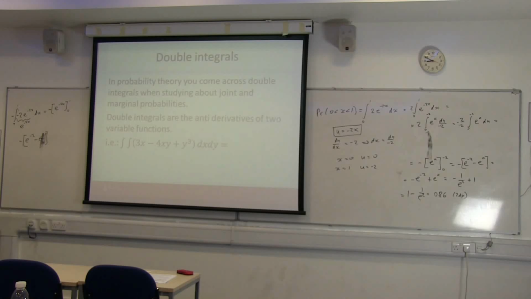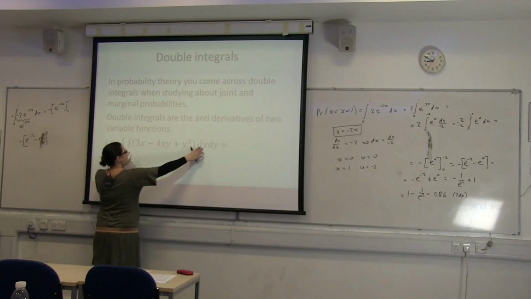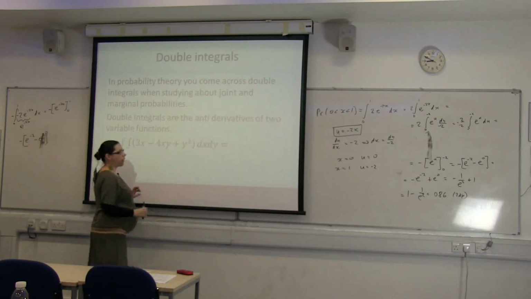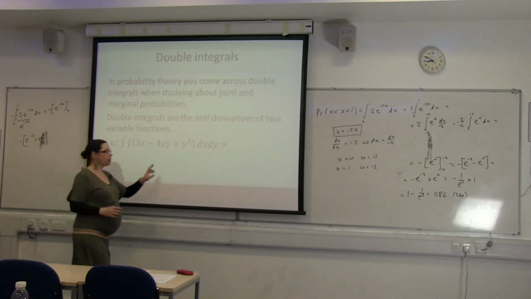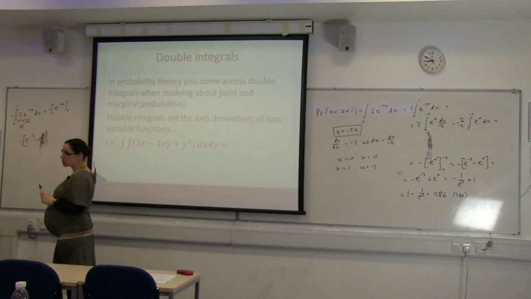So you can come across double integrals when studying joint or marginal probabilities. Double integrals are antiderivatives of two-variable functions. Now the notation is important here, because dx inside means that you're integrating with respect to x first, so you ignore the y, and then once you've done the integration with respect to x, you can bring in the integration with respect to y. You cannot just easily switch from here to there, because that's going to play around with the integrals as well. So just be aware of that.